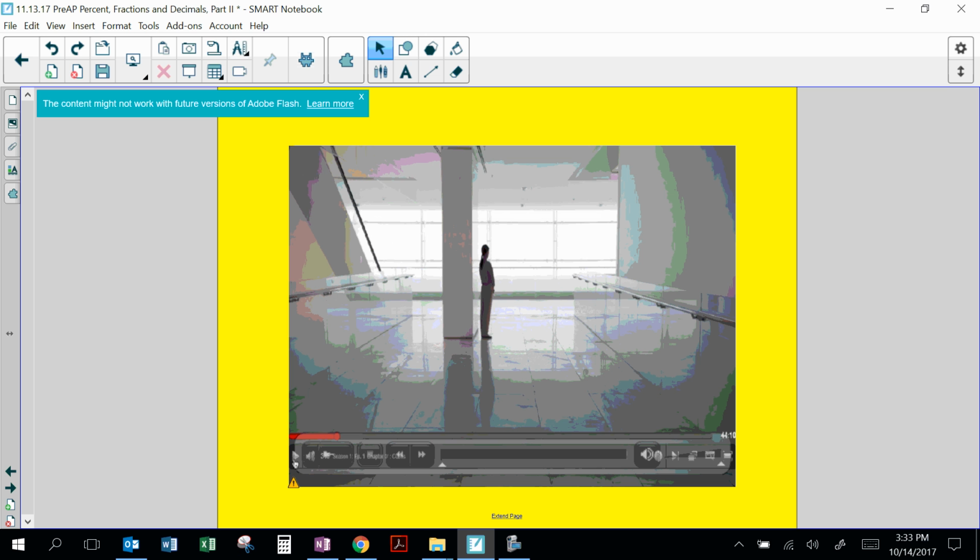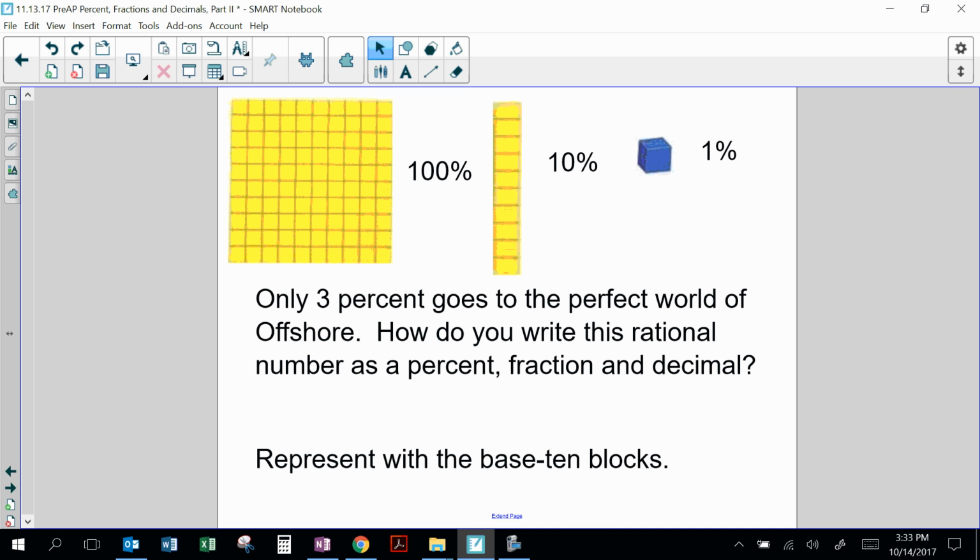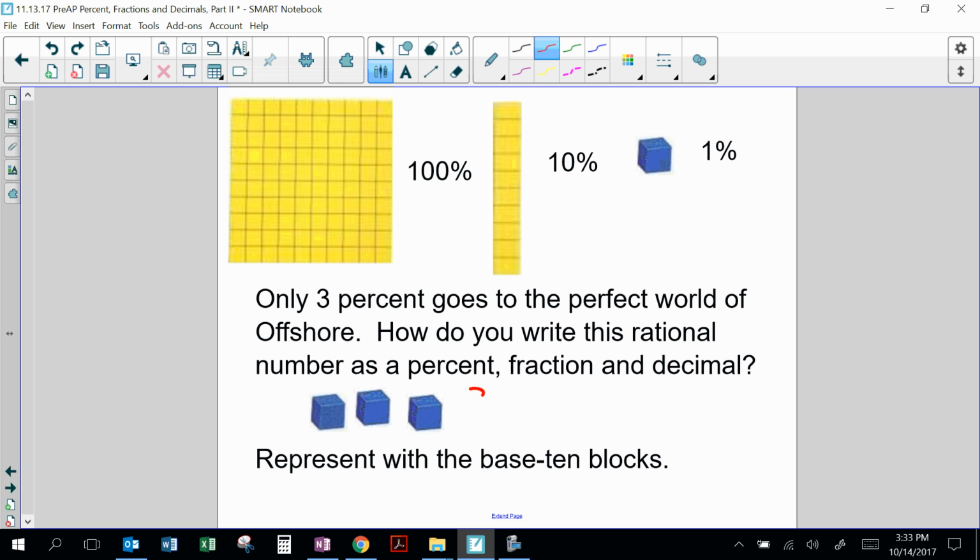So this movie is called 3%. It's a Brazilian fantasy, a sci-fi, where only 3% of the population are allowed to go offshore into the promised land, where there is no illness, everybody has equality, everybody's rich, and so on like that. So only 3% goes to the perfect world of offshore. How do you write this rational number as a percent, fraction, and decimal? Let's use base 10 to show it. 1%, 2%, 3%. So 3%, or 3 per 100, or 3 hundredths.